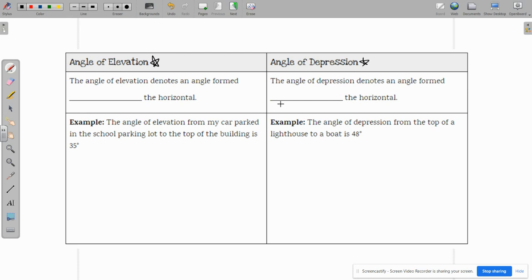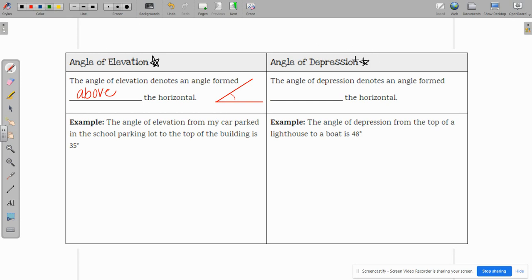the angle of depression. The angle of elevation denotes an angle that is formed above the horizontal. So think about a horizontal line. If you had a horizontal line this way, the angle that is created using that horizontal but is above it, this is considered to be that angle of elevation.